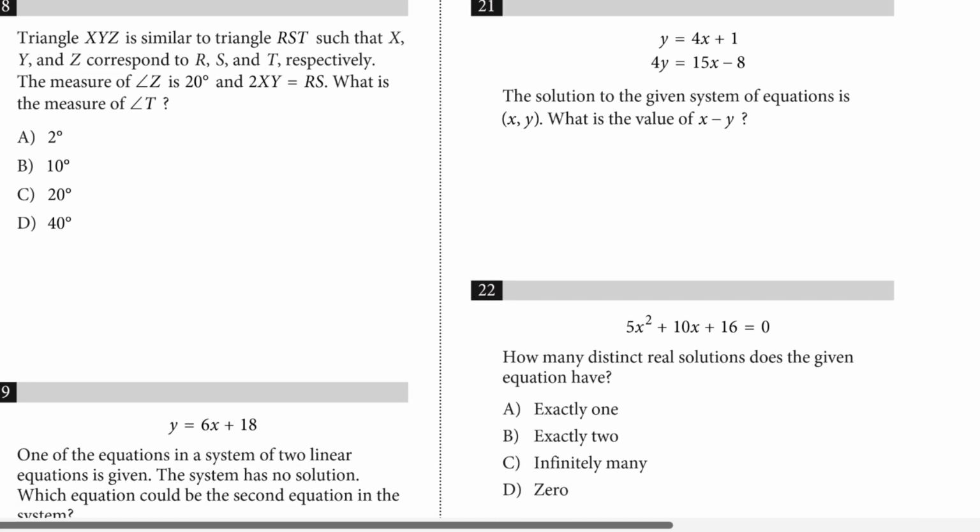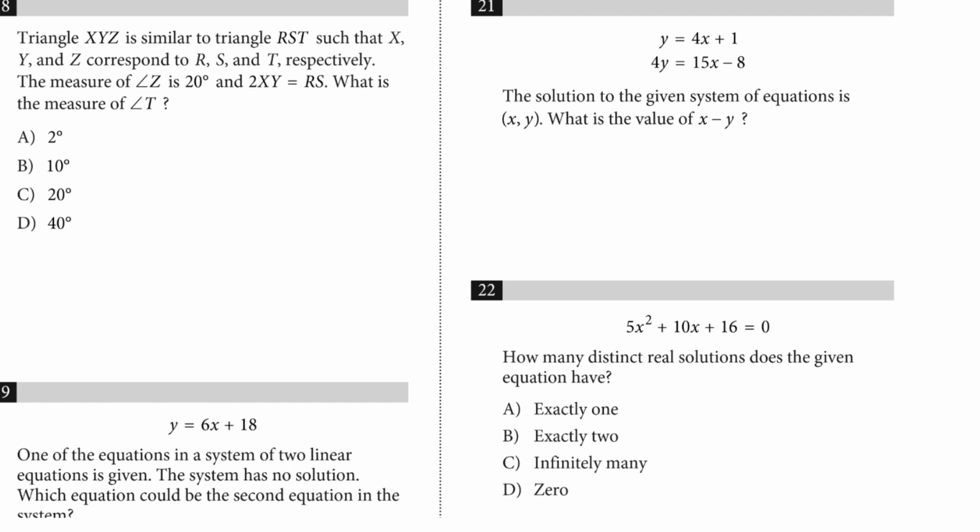18. Triangle XYZ is similar to triangle RST, such that X, Y, and Z correspond to R, S, and T respectively. The measure of angle Z is 20 degrees, and 2 times XY equals RS. What is the value of T?